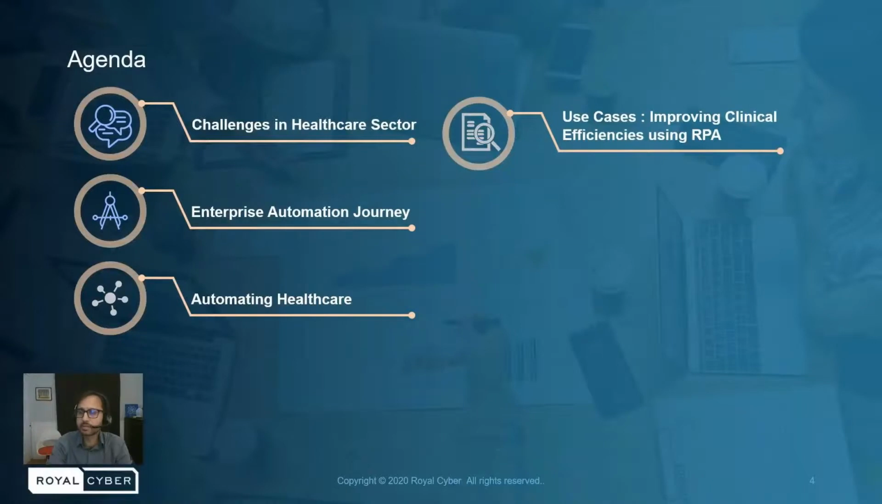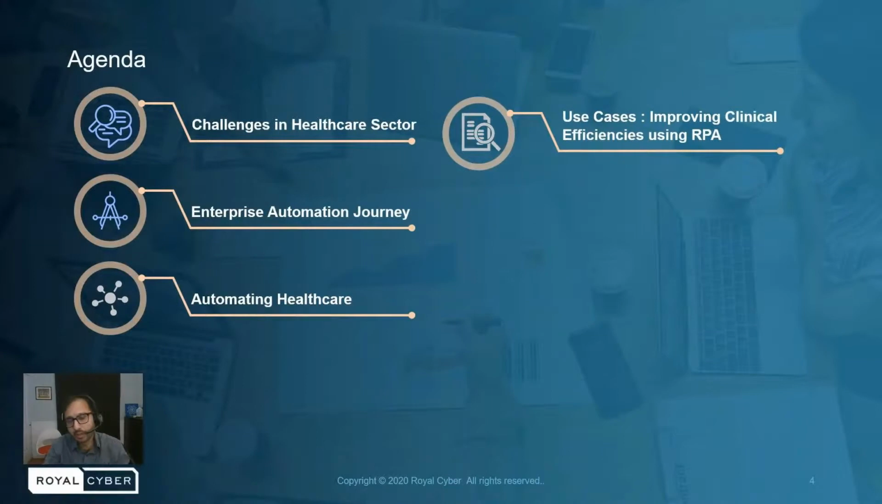So now let's see what is the agenda for today's webinar. In the beginning, we'll see some of the challenges the healthcare sector is facing today and how the enterprise automation journey generally is for organizations, specifically in the healthcare sector, and why to automate, why to focus on automations in healthcare. And in the end, Lisa Weber will take a deep dive into some use cases with a focus on improving clinical efficiencies using RPA.